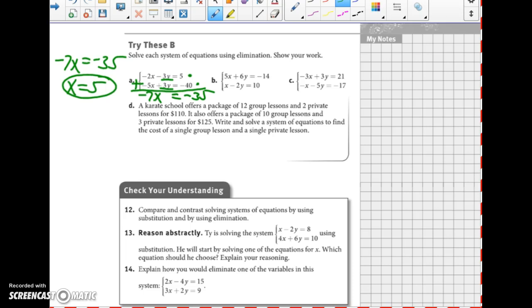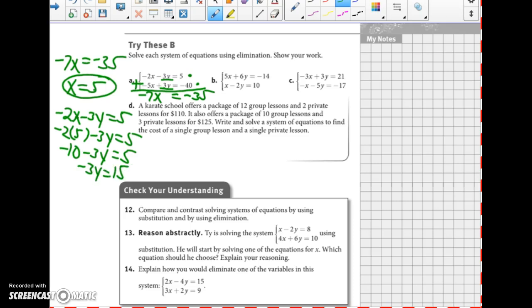I agree with you. So here's the top equation. Negative 2x minus 3y equals 5. Let's put 5 in for this x right here, right? Here we go. 5 goes in for the x. Negative 2 times 5? Negative 10, right? Okay, now what do you do from here? Got to solve for y. Add 10 to both sides, so we get 15, right?